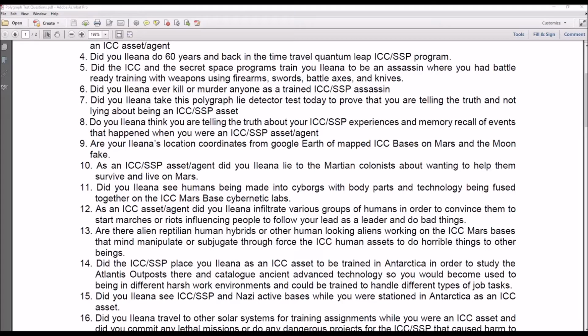Did the ICC SSP place you, Ileana, as an ICC asset to be trained in Antarctica in order to study the Atlantis outposts there and catalog ancient advanced technology so you would become used to being in different harsh work environments and could be trained to handle different types of job tasks? Yes.